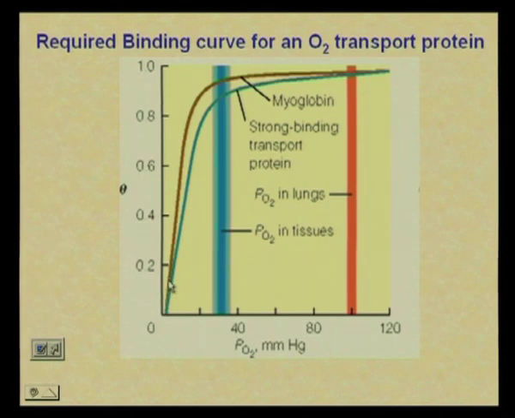If this is the hyperbolic curve for myoglobin, what we have in the blue curve here is a strong binding. Why do I say a strong binding? If you have a hyperbolic curve, it means that even at a low pressure of oxygen, you have reached 80% saturation. Is that clear? When you have a low pressure of oxygen, let me draw it here.